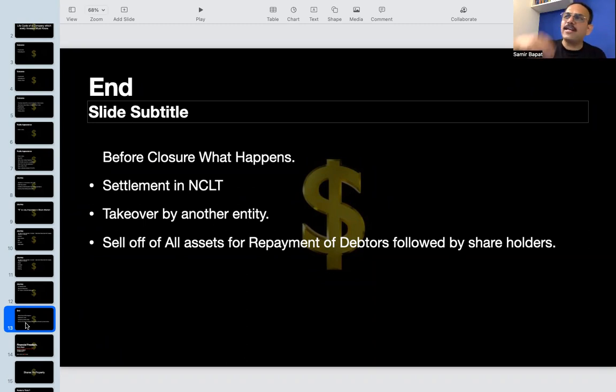If something is left, it will go to the people who have purchased the debentures. If after these two repayments, if something else is pending, if some money is left, then only it will come to shareholders. So shareholders, in the event of company closure, are the biggest loser. So that is the risk we carry being a shareholder.